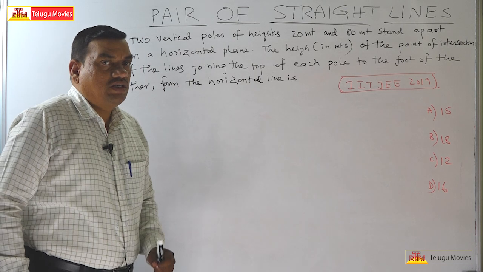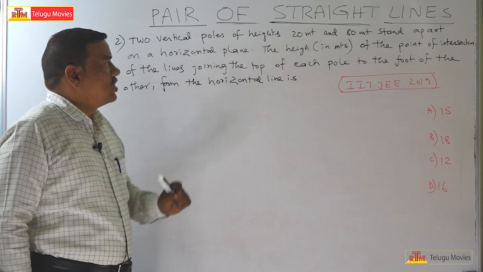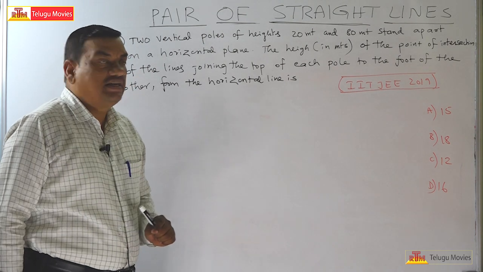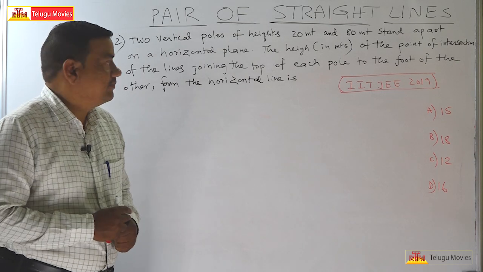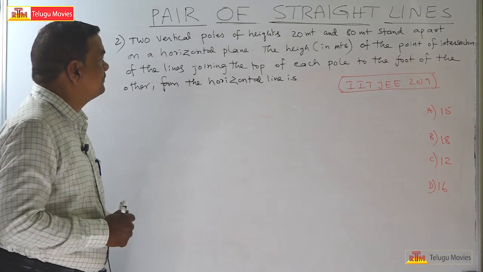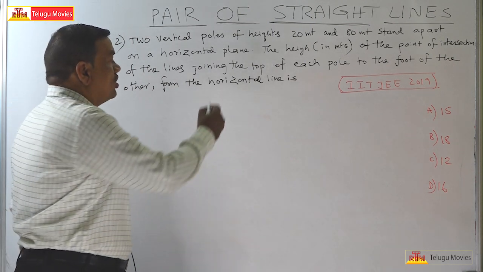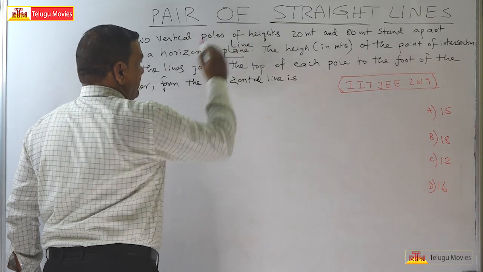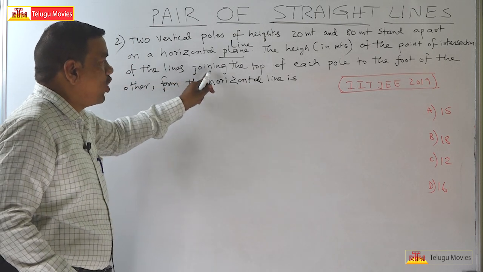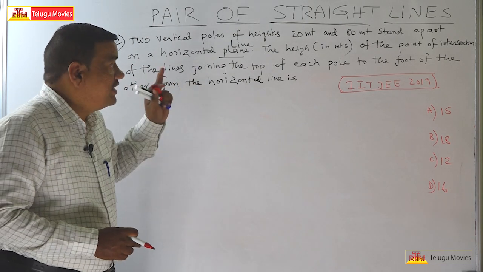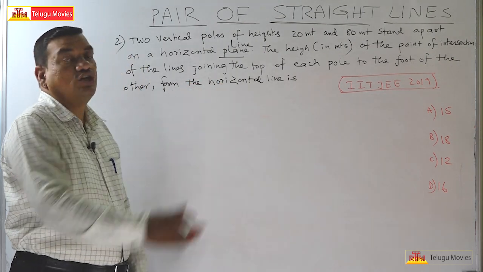So welcome to the second problem. The second problem is: two vertical poles of height 20 meters and 80 meters stand apart on a horizontal plane. Okay, horizontal plane. The height of the point of intersection, this is not horizontal plane, it is horizontal line. The height of the point of intersection of the lines joining the top of each pole to the foot of the other from the horizontal line is.